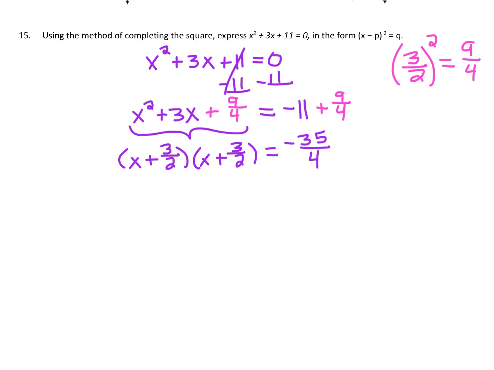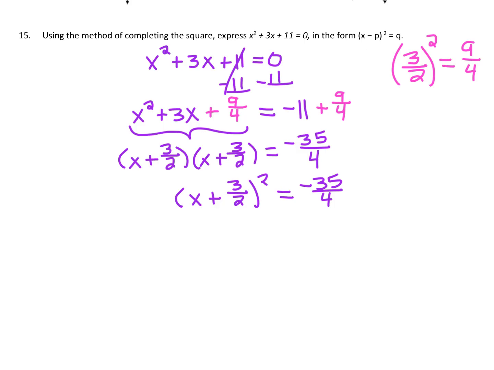Since I have 2 of the same factor, I could just rewrite that once with a square on it, and I'm going to bring down my negative 35/4. Now, normally with completing the square, we would continue on, but they just wanted us to take this equation and write it in this form.